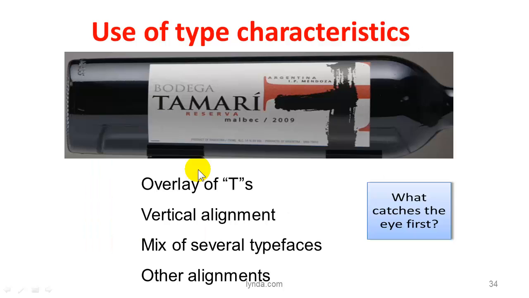So here is our other wine bottle, where the brand Tamare, and notice over here we have 2 overlapping T's, just a little play on the T to grab your attention, to reinforce the product name. The product begins with a T. All right, we also have some different alignments. We have some vertical and horizontal alignments, and we also have a mix of several different typefaces. Here we have a serif font. Here we have a sans serif down here. Notice how well they work.